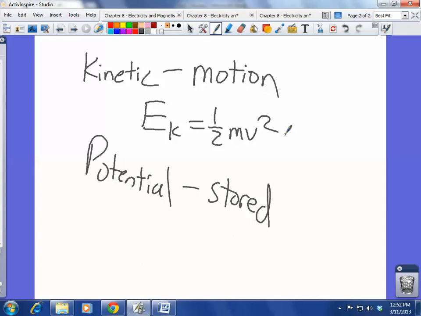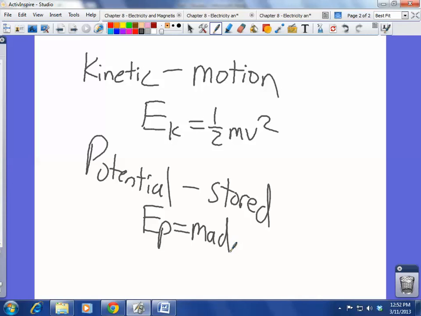Potential energy, we said, can be caused by a lot of things. But when we think about potential energy due to gravity, that's where we get my favorite equation here. EP is equal to mgh. So the more mass the object has, the higher above ground, the more potential energy it has.